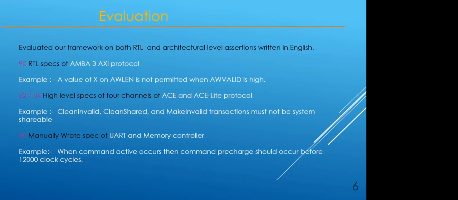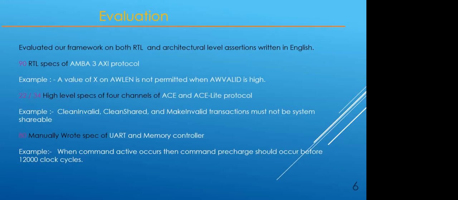Then we tested our framework on high-level specifications, and for this testing we picked the ACE and ACE-Lite protocol specification document and took 4 channels of this protocol document. These 4 channels contain 34 high-level specifications, out of which we translated 22 high-level specifications into frames. One such specification is: clean invalid, clean shared, and make invalid transactions must not be system shareable. Then we manually wrote specifications of UART and memory controller and successfully translated 80 such specifications. One such specification is: when command active occurs, then command precharge should occur before 12,000 clock cycles.